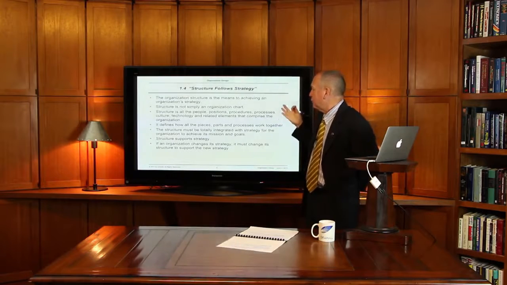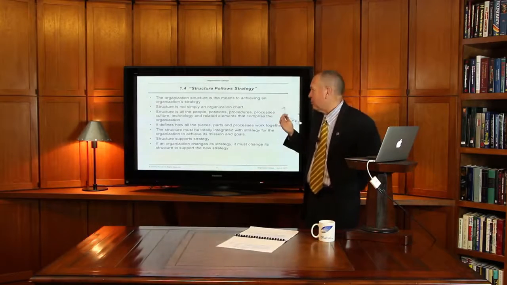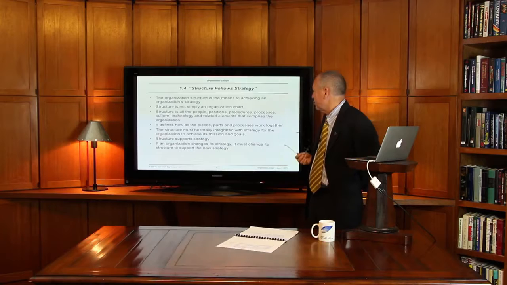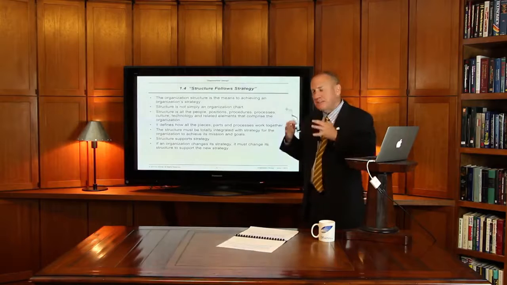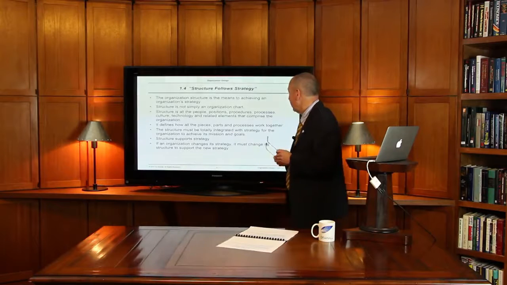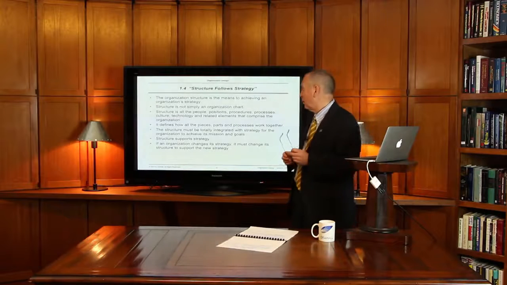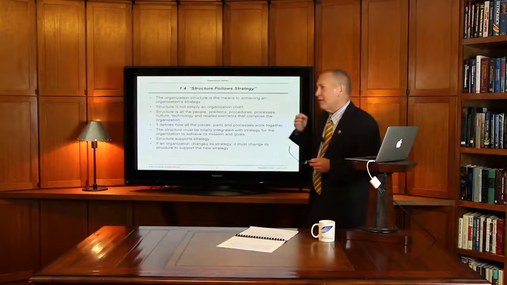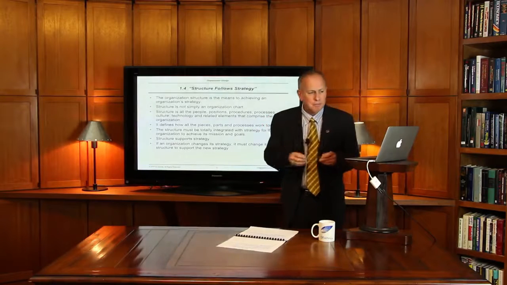So our view is that the structure is the means to achieving an organization's strategy. So structure is how you make it happen. It's not simply boxes on an org chart. It's all about people, positions, procedures, processes, culture, etc. that comprise the organization, how all these bits and pieces come together. So all of these need to be integrated, key word here, integrated, with strategy in order for your organization to achieve its mission and its goals. So structure not only follows strategy, but supports strategy. If you change your business strategy, then you probably want to change your organization design structure.